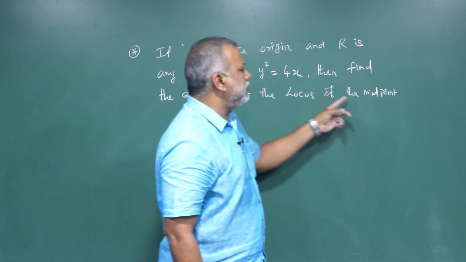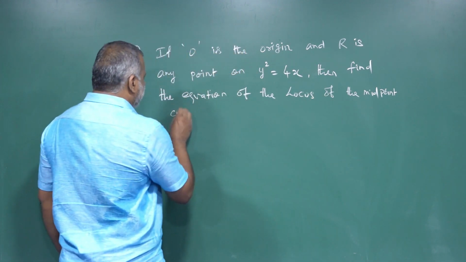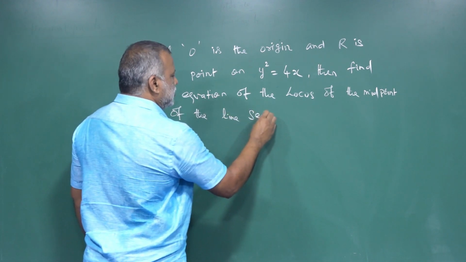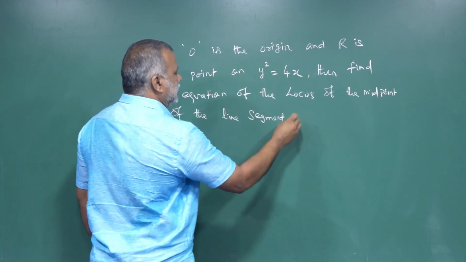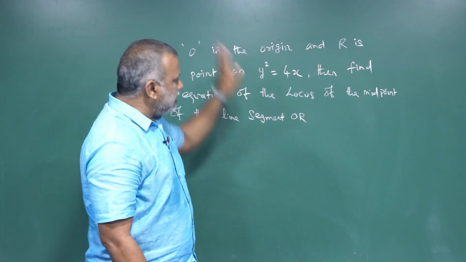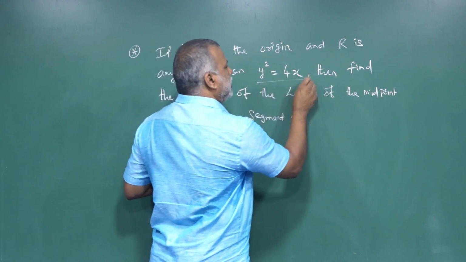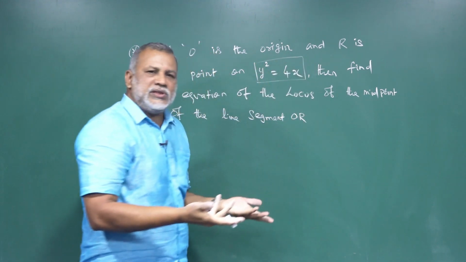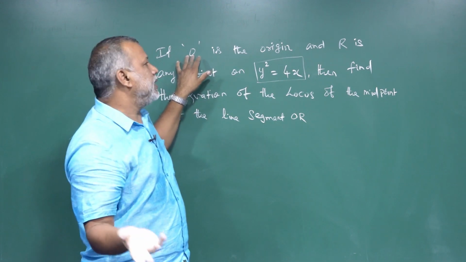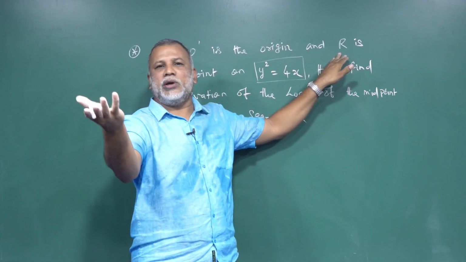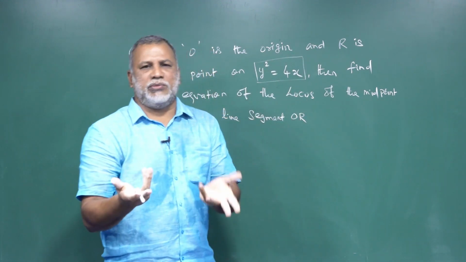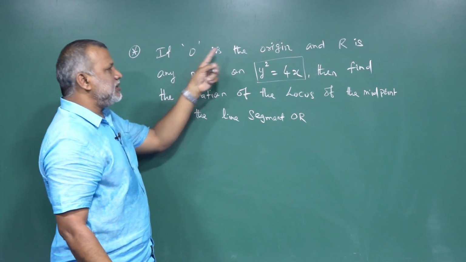The locus of the midpoint of the line segment OR. The same logic. Instead of this, the equation y squared equal to 4ax is different. Instead of O, they are giving the point P. Instead of R, they are giving the point Q. So all the logic is the same. We have different formations.